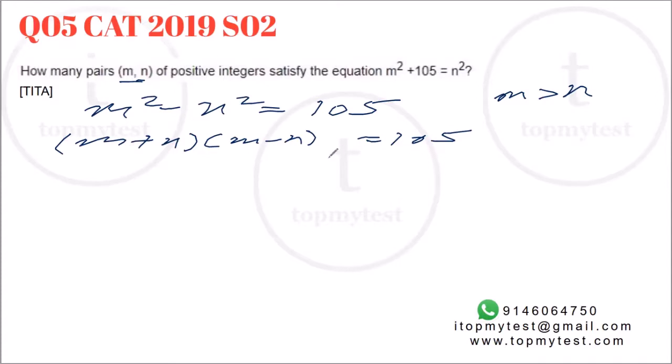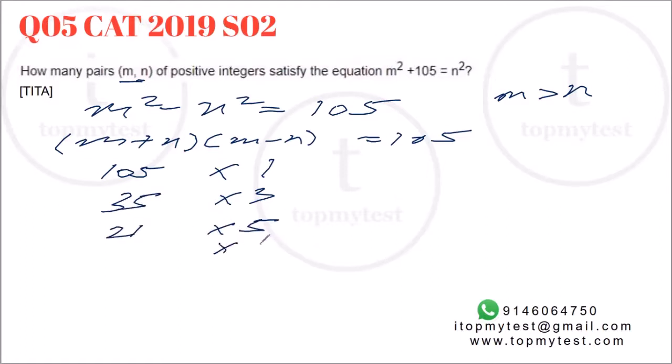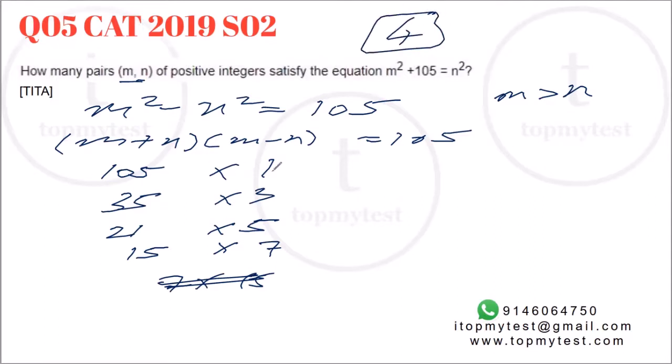So how can you split 105? 1 into 105, 3 into 35, 5 into 21, and 7 into 15. The next value will be 15, this will become 7. m plus n cannot be smaller than m minus n. So 4 ways possible. Now, for academic purposes, you can actually figure out the value of m and n.